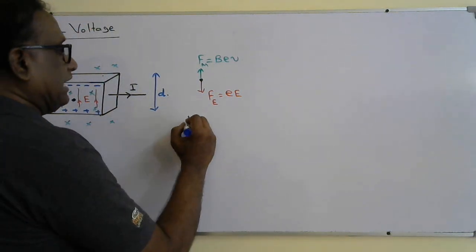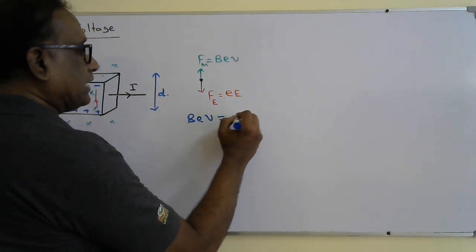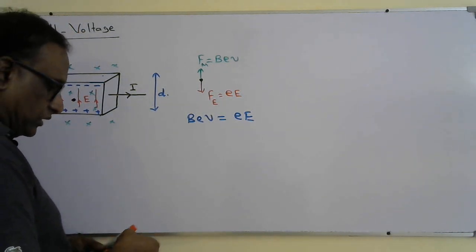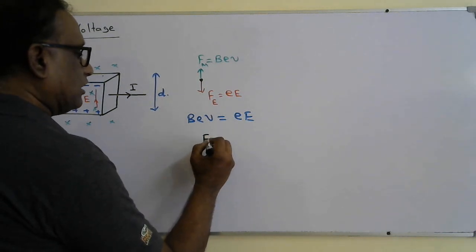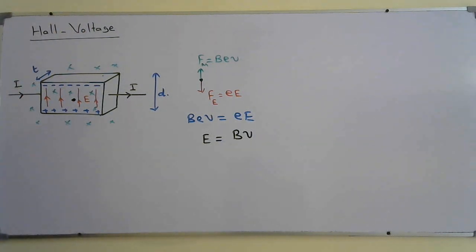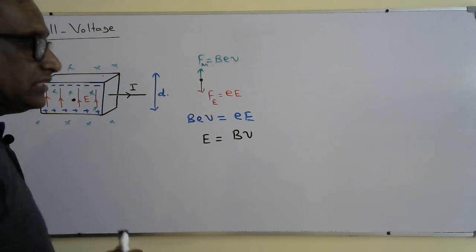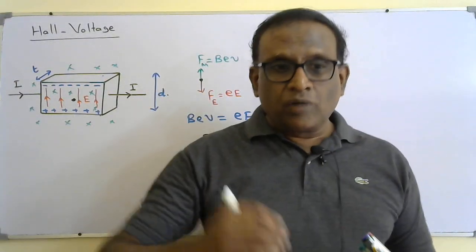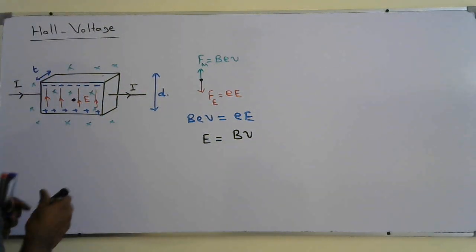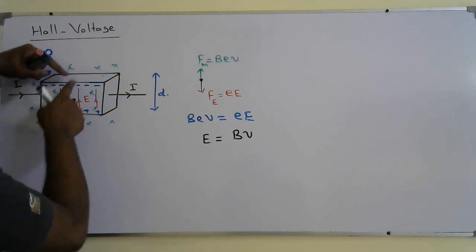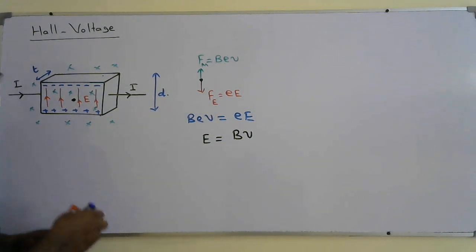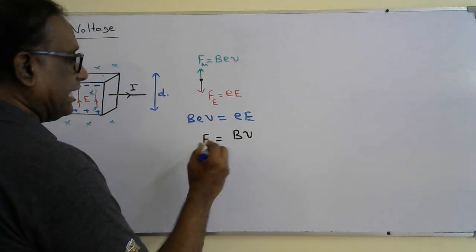So that will become BEV equal to EE. E and E will get cancelled. So E, the electric field strength, will be equal to BV. But we know that electric field strength is E equal V over D. So there's a uniform electric field inside the metal rectangular slab. The potential difference created due to separation of these two charges is called the Hall voltage. So E is equal to the Hall voltage VH over D, E equal V over D.